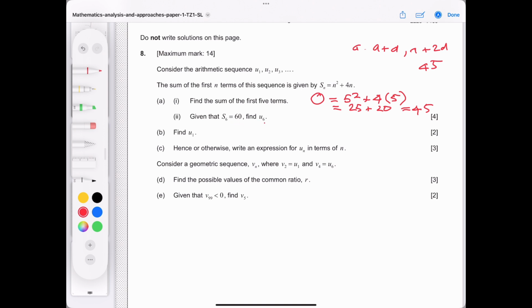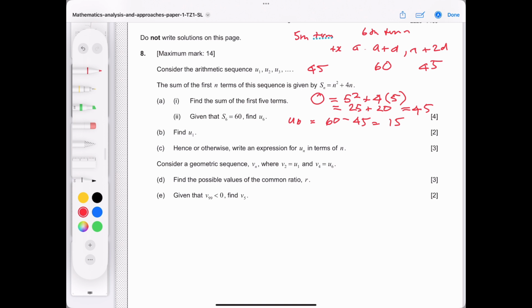Now, the next thing we know is that the sum of the first 6 terms is 60. So find U6. We know that if we added the 6th term to the sum of the first 5 terms we get the sum of the first 6. So we know that U6 equals 60 minus 45 equals 15. Okay, so how do we find U1 then?